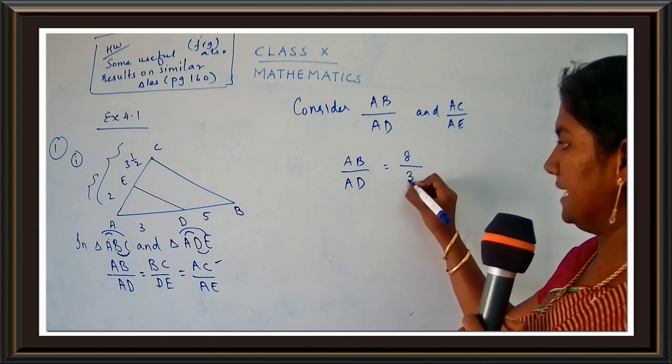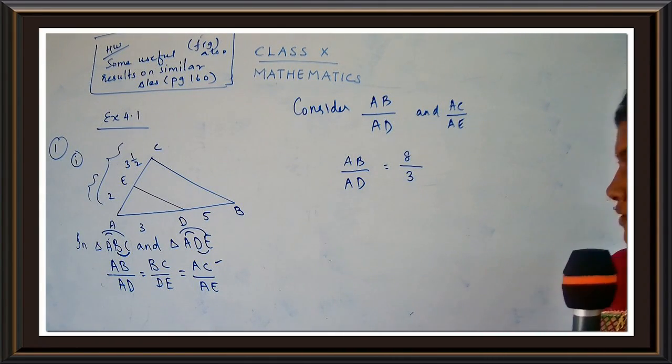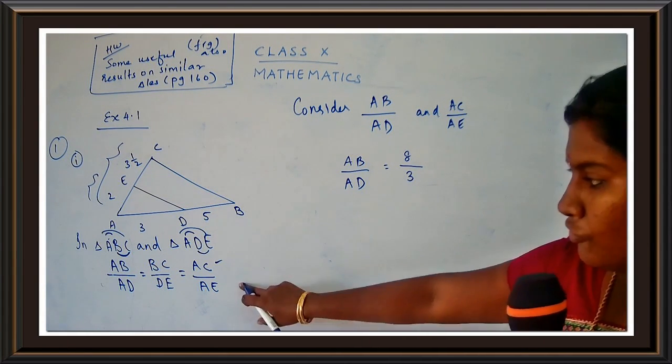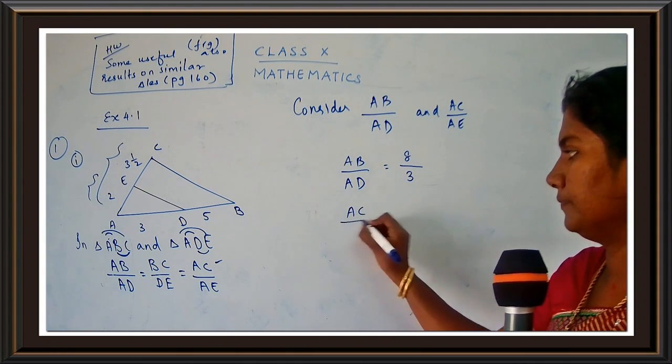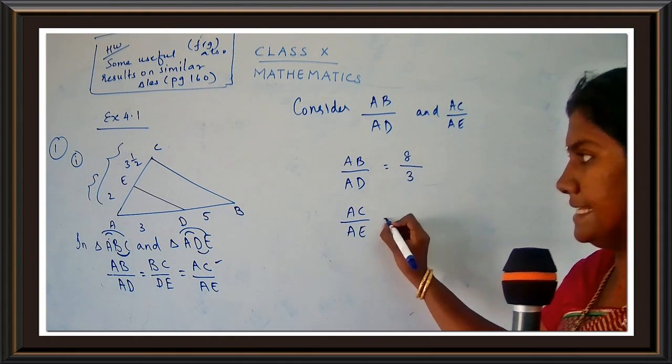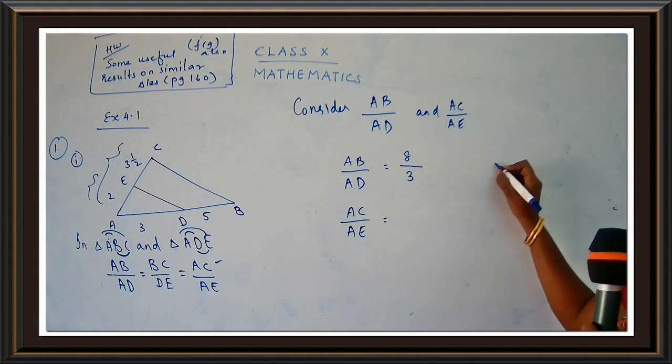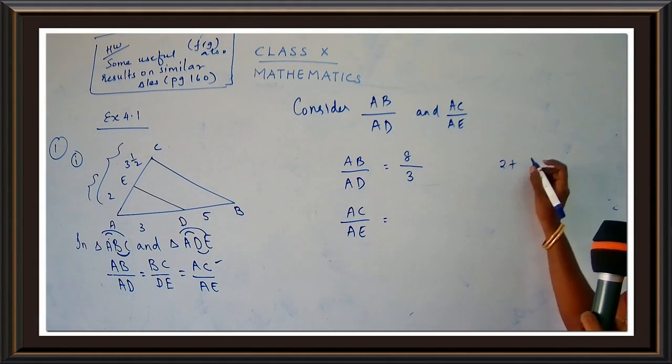So I get 8 upon 3. So AB upon AD I get as 8 upon 3. Now I am going to go for AC upon AE. What is AC? 2 plus 3.5. I'll just solve here.